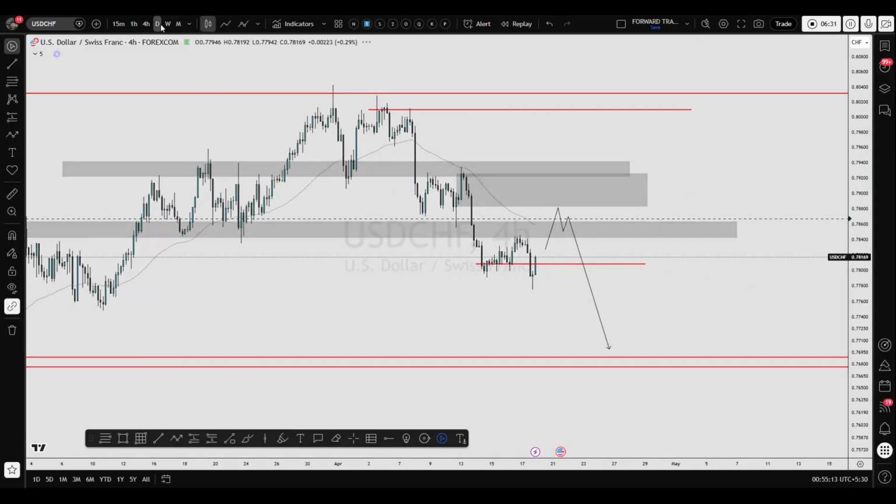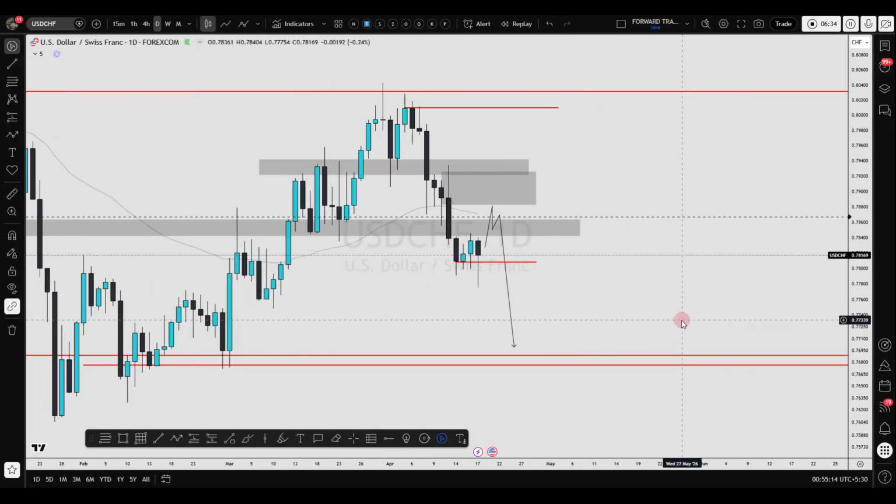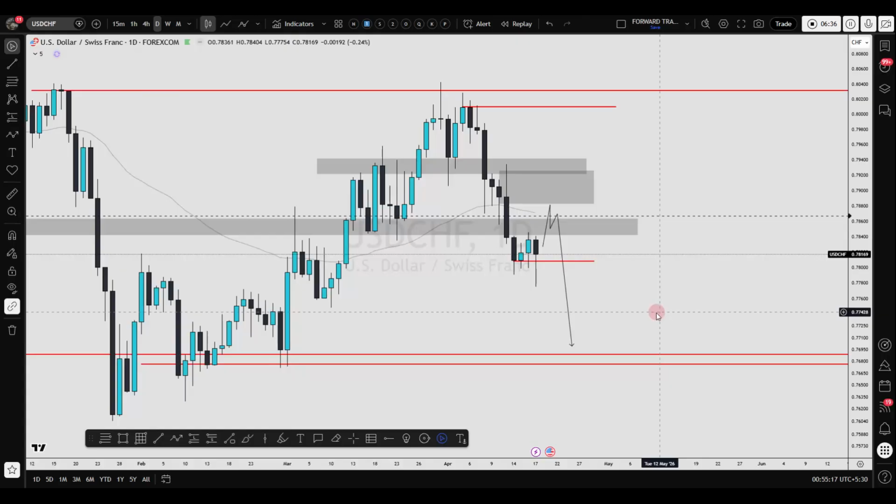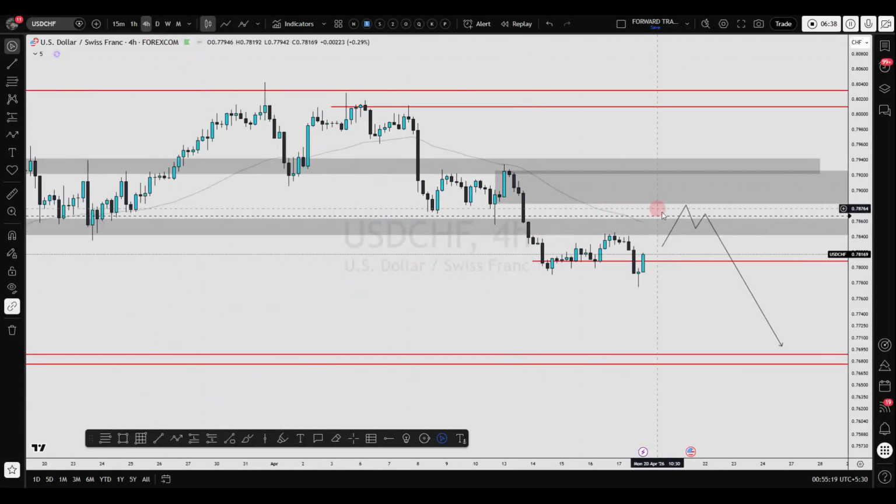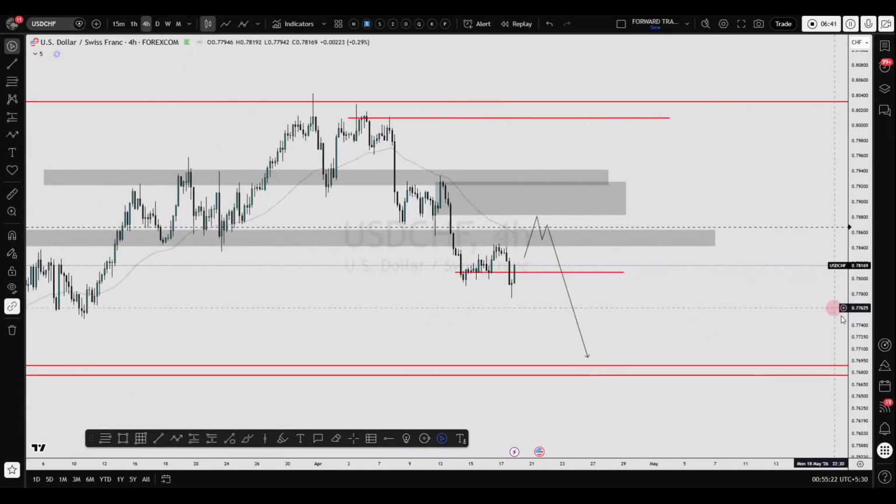So yeah, that's my plan for USDCHF. Nothing too interesting, nothing too complex. We're just looking for shorts from this level if I find any good rejection from this level.